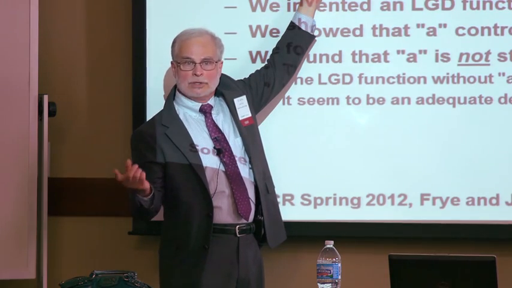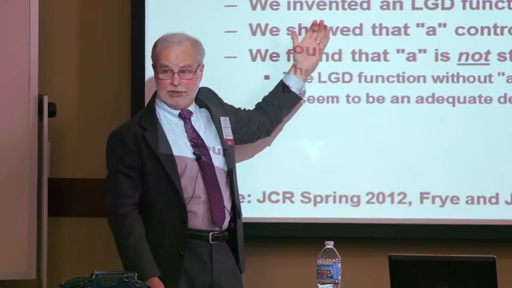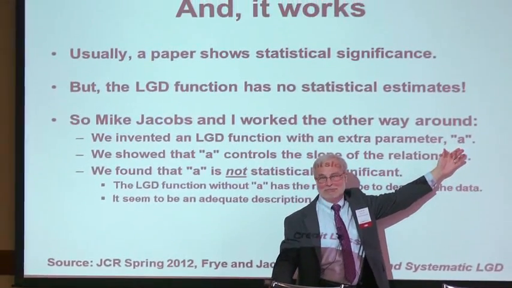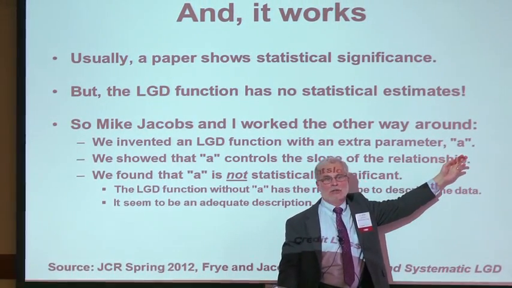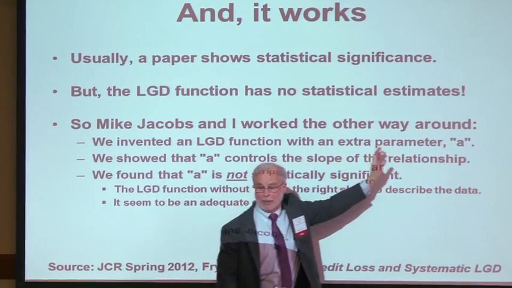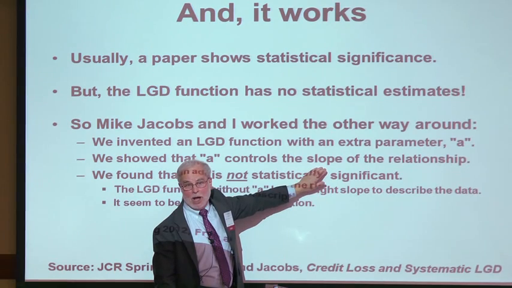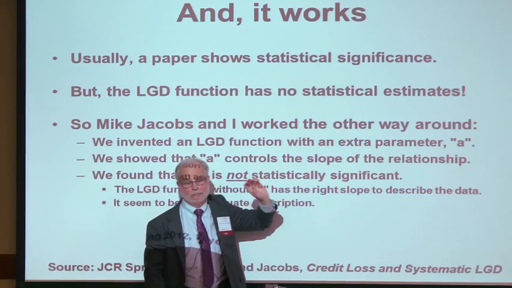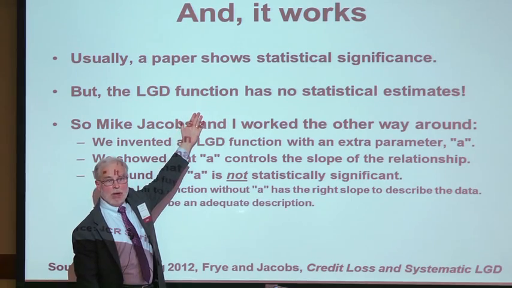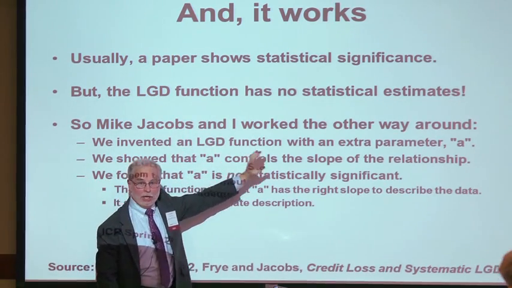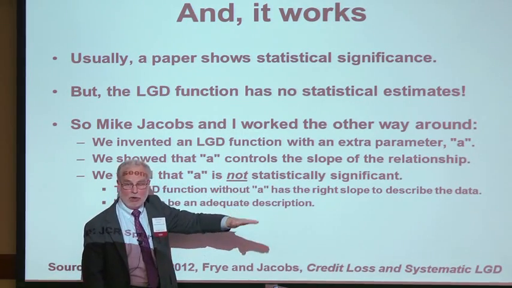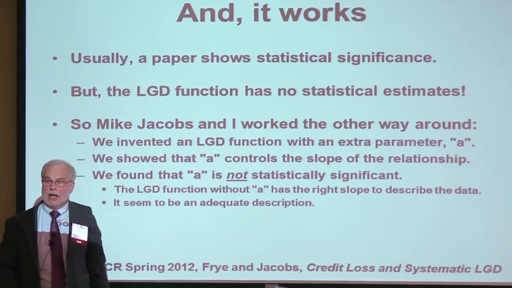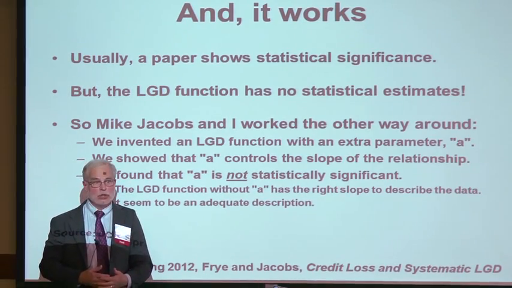So what we did was to work the other way around. We had to devise a function that contained another parameter, which we called A, because it was the first thing that occurred to us. So this function contains an additional parameter A. That function can have any old slope you want. And then we show that that parameter is not statistically significant. We have our null hypothesis. It's dumb as a box of rocks. There's nothing to estimate. We throw in an additional parameter that lets the slope be steep or flat, and we show that that parameter does not matter. It's not significant. That's how it works. It's a little bit the other way up from the way you usually think of a statistical test.